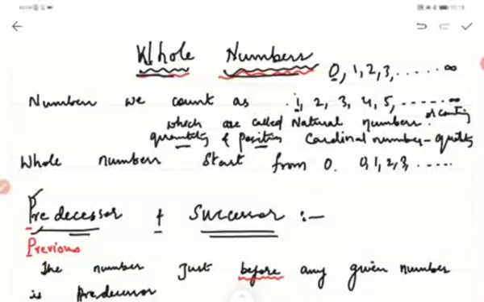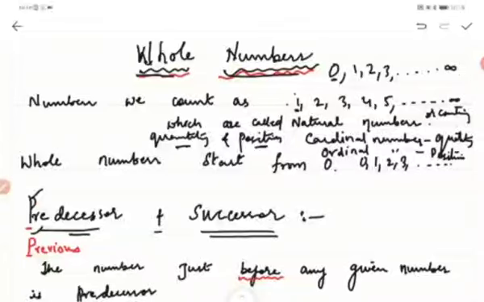And what was the other number? Ordinal number. Okay, ordinal number refers to, or you can say it tells, the position of the number, or it says the position.